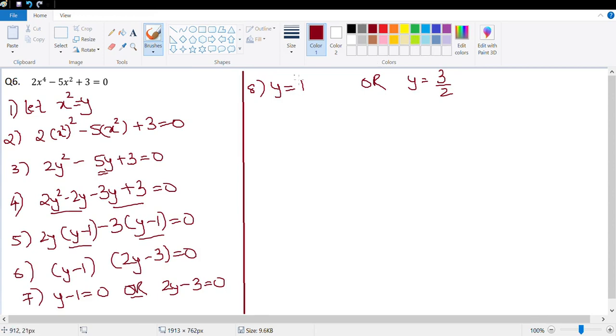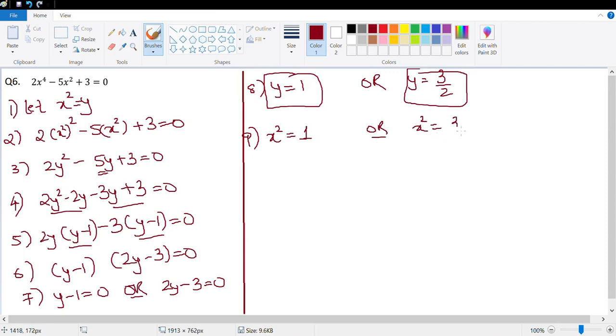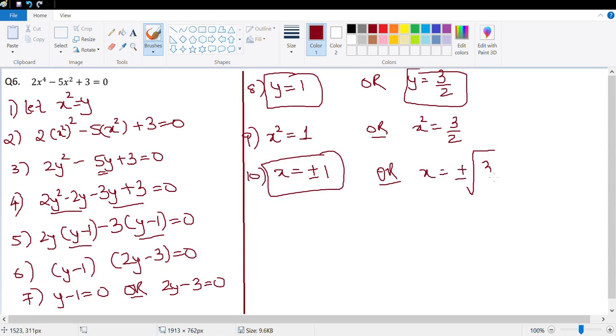The first one gives us y is equal to 1 or y is equal to 3 by 2. That's correct. Now y is a variable which we've introduced. So let's replace it back with x, which means x squared is equal to 1 or x squared is equal to 3 by 2. This gives us x is equal to plus minus 1. The square root of 1 is plus minus 1. In this case, the square root of 3 by 2 is plus minus root 3 upon 2. So these are the four answers. The power was 4, so we were expecting 4 answers in any case. Good, let's look at the next one.